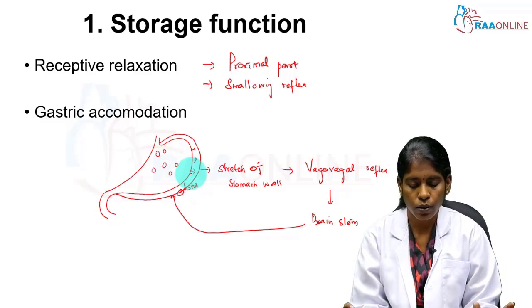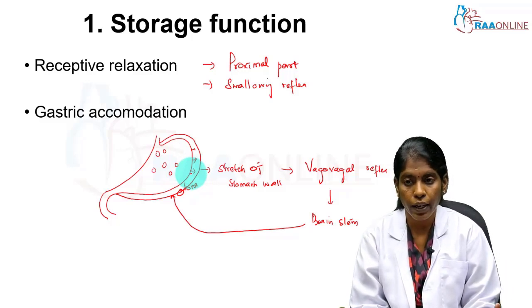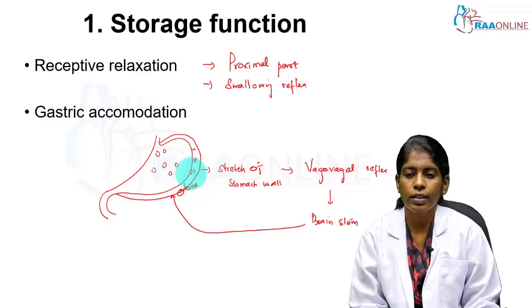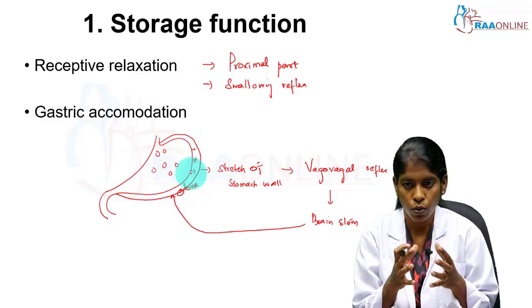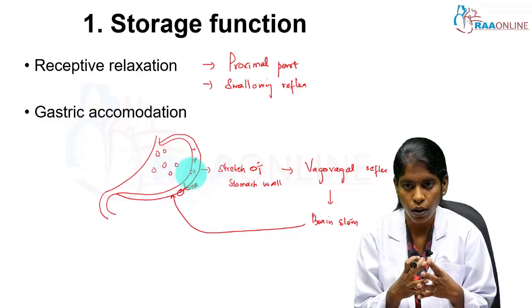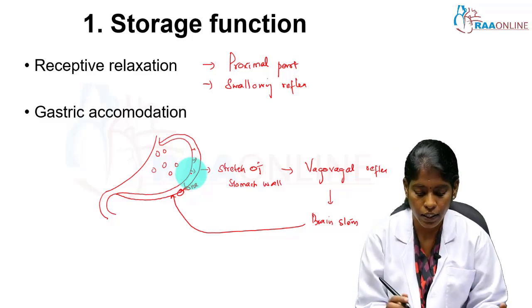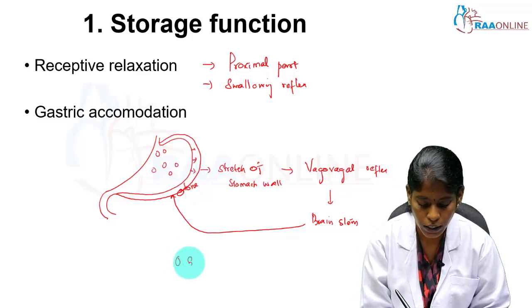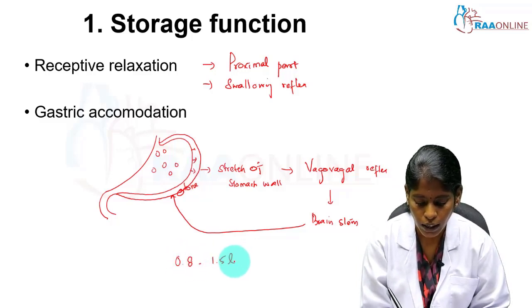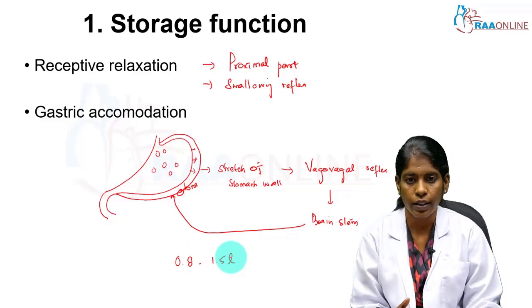So this storage function is mainly because of the vagovagal reflex that causes a decrease in the tone of the smooth muscle surrounding the stomach wall, resulting in dilatation of the stomach, and with complete relaxation the stomach can hold about 0.8 to 1 liters of contents within it.